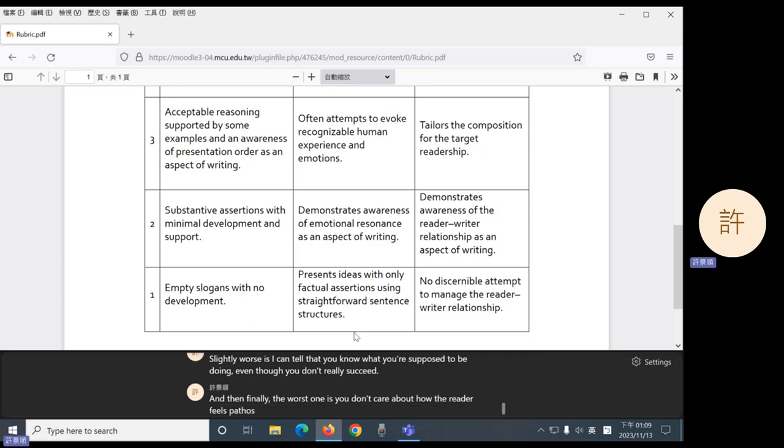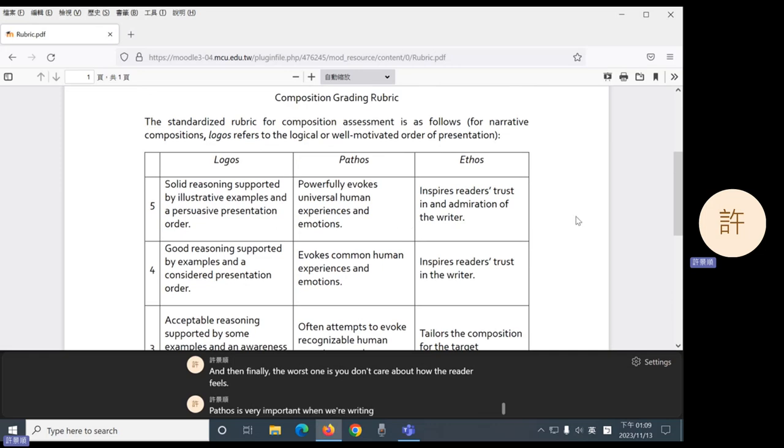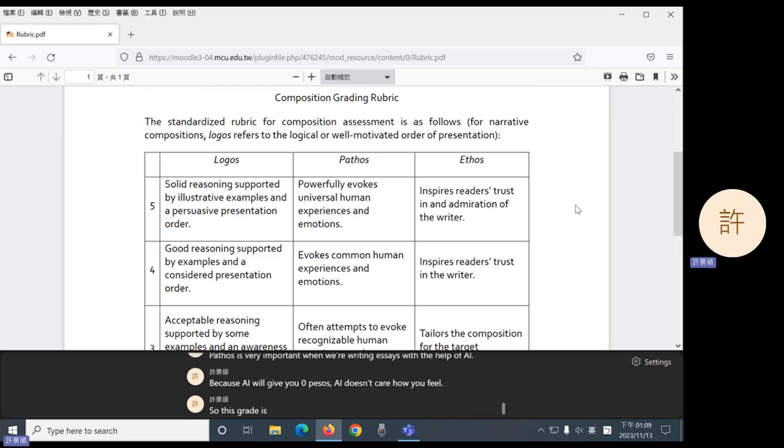Pathos is very important when we're writing essays with the help of AI, because AI will give you zero pathos. AI doesn't care how you feel. So this grade is based entirely on your writing.